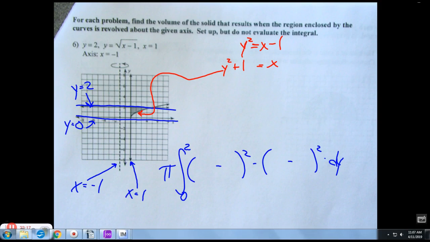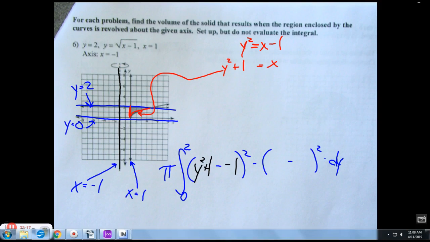This y squared plus 1. First of all, what are our two equations? This equation is x equals 1, and this is y squared plus 1. But we're rotating around way over here. So the one that's farther away is y squared plus 1. And what is the distance from y squared plus 1 to negative 1? y squared plus 1 minus negative 1. It could end up just being y squared plus 2, but you don't have to do that.